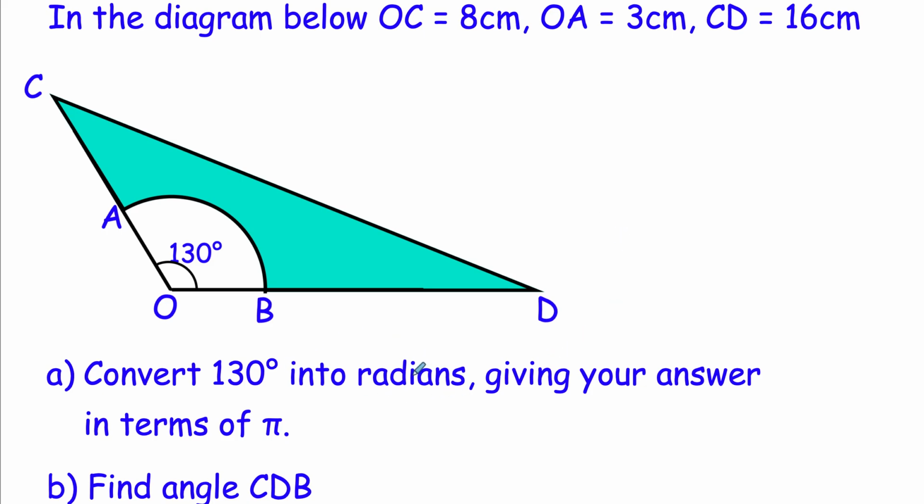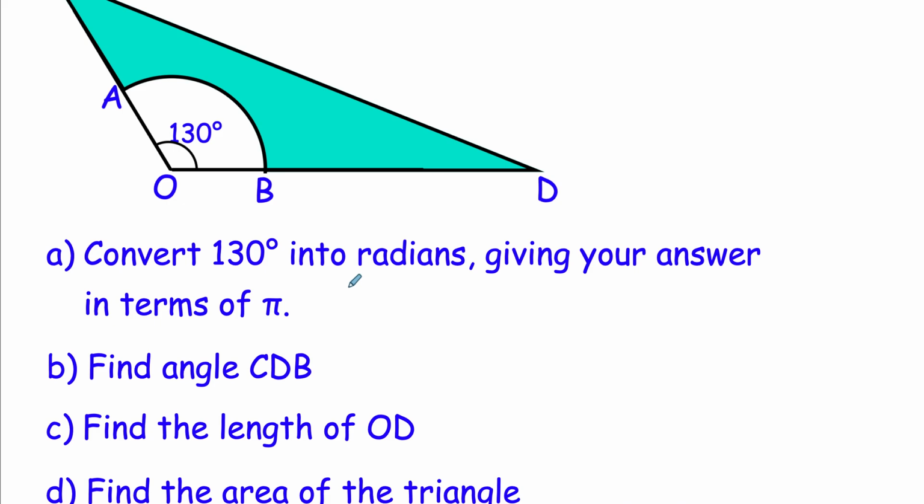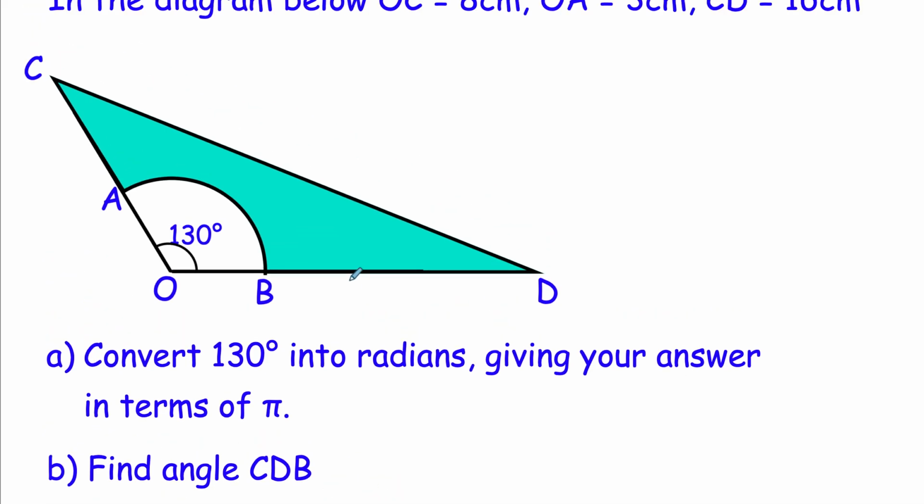Let's start off by finding 130 degrees into radians. Again, with all of these questions, you can pause the video and have a go on your own first, and then see if you get the same answer as me. 130 degrees into radians is going to be 130 times pi over 180, which is 13 pi over 18. So that's what I'm going to keep using. I'm not going to use this 130. I'm going to use 13 pi over 18.